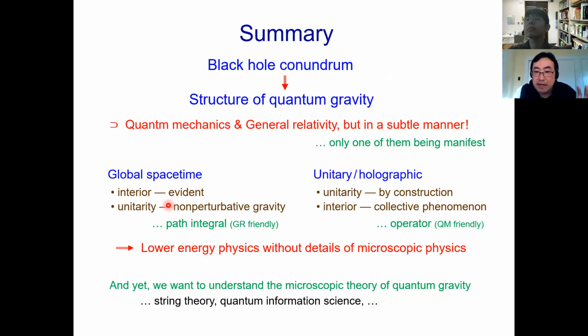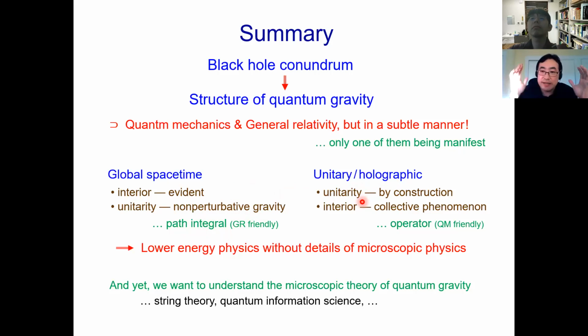One is the interior manifest picture, if you start from a general relativity friendly picture of global spacetime, but then understanding unitarity requires non-perturbative gravity, especially replica wormholes, which is demonstrated in lower dimensional cases only so far, but something similar we expect to happen in higher dimensions as well. And it goes well with the path integral formalism. Okay? Because in the path integral, everything's classical, you can just start from a nice slice and understand the quantum mechanics starting from that. The other is holographic.